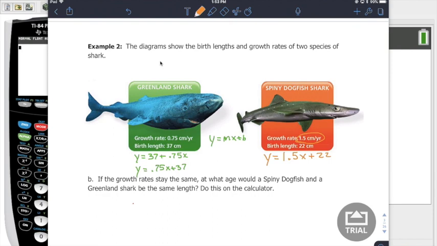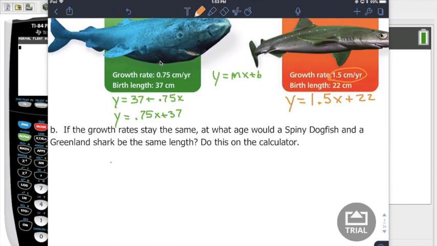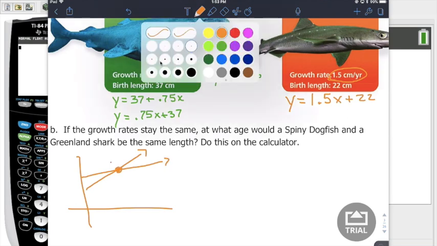Now, if you were actually trying to find the intersection of the graph for these, it would be kind of tricky because we wouldn't have a graph with enough grid points to where we could actually see where they cross. So we're going to use our graphing calculator for that.